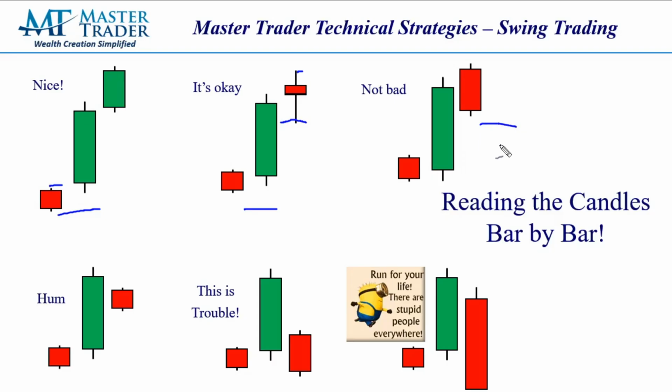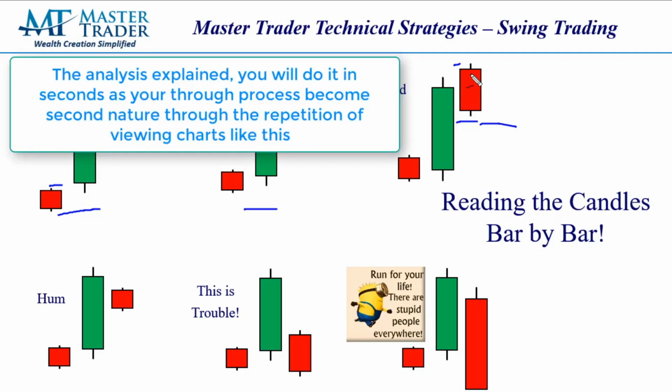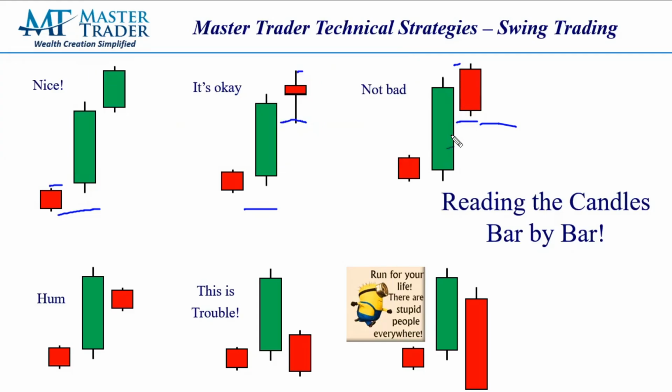This one here, we say it's not bad. It gapped up and then retraced. It retraced less than halfway into the green candle. Is it normal for there to be some profit taking on a gap up? I would say yes. It would have been even more bullish if it continued to go higher, but it didn't. But based on bar by bar analysis and being objective, this is not bad.